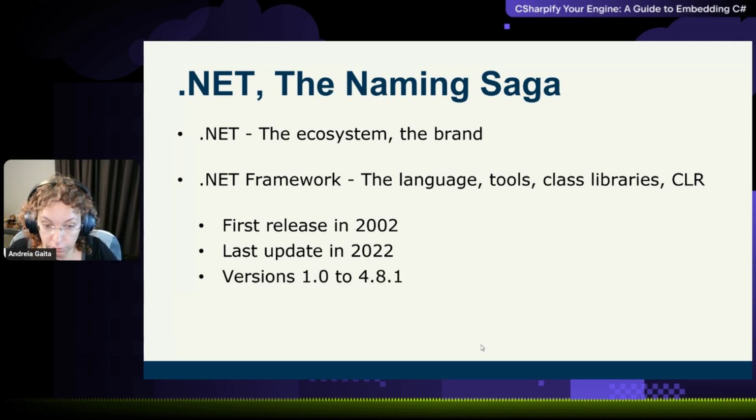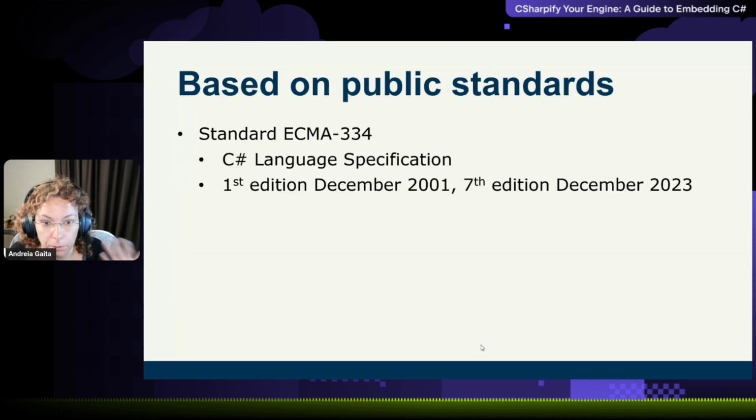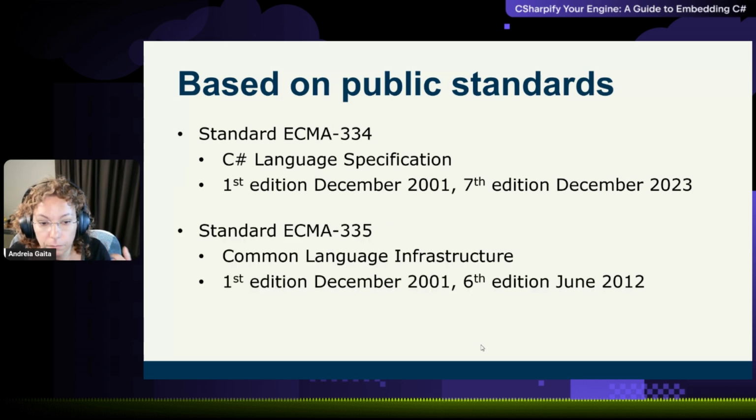And for .NET Framework, kind of important, hopefully less important as we go forward, we have versions 1 to 4.8.1 of .NET Framework. As I said, it's based on public standards. The languages are available. You can download them. You can see them. The standard for the language has been updated.